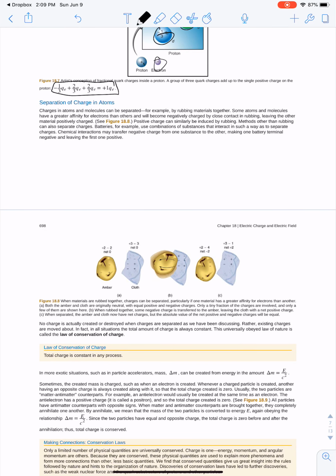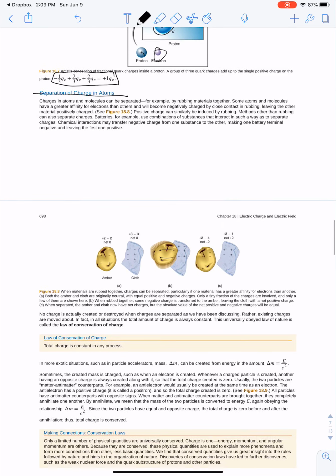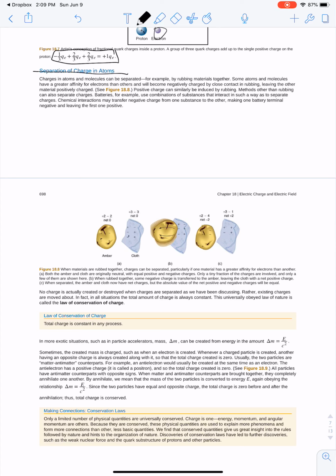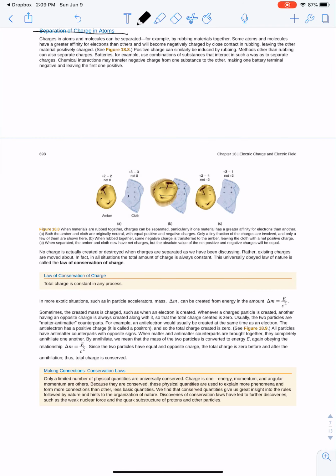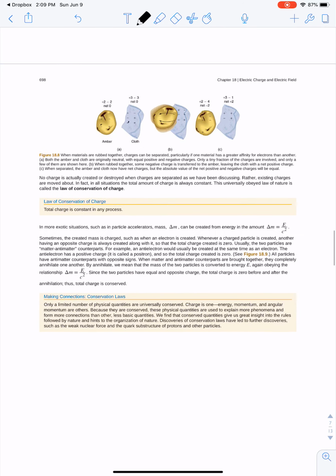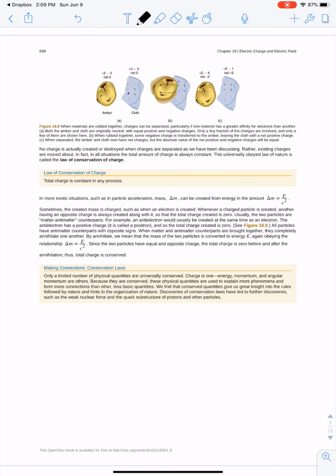Okay, so the separation of charge in atoms is like we already talked about a little bit. If you have 2 objects, they have different molecular structures. For some it's easier to take electrons from, for some it's harder to take electrons from. So if you take 2 objects and rub them together, you may gain or lose electrons depending on the property of the material. And this is just something you have to experimentally determine really by going around rubbing a bunch of stuff. Okay, but in the process of all of this, total charge is constant no matter what.